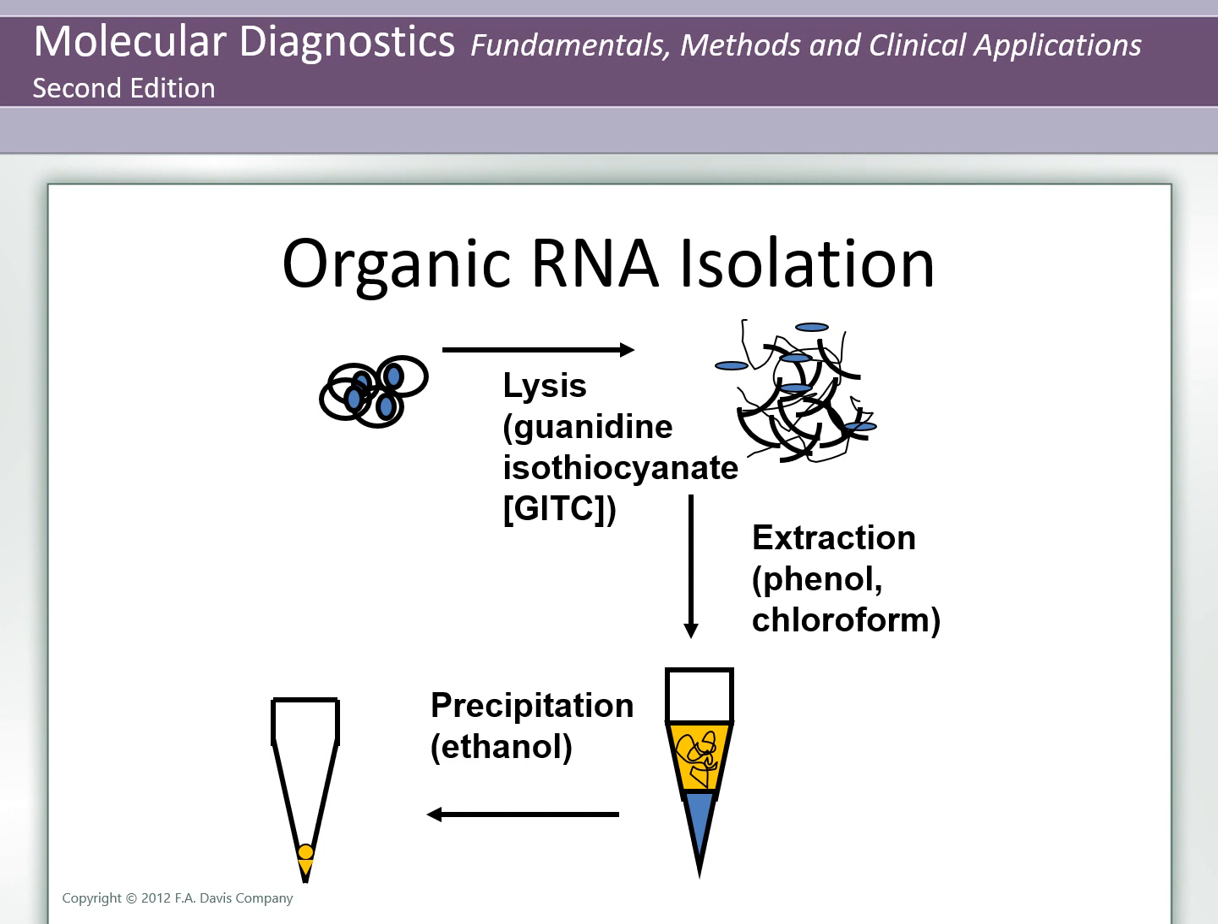After phase separation, the upper aqueous layer containing the RNA is removed to a clean tube. Precipitation of RNA occurs by the addition of ethanol, in which pellet formation occurs. The RNA precipitate is then washed and resuspended in RNase-free buffer or water.